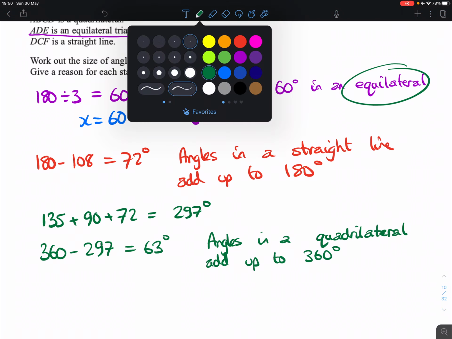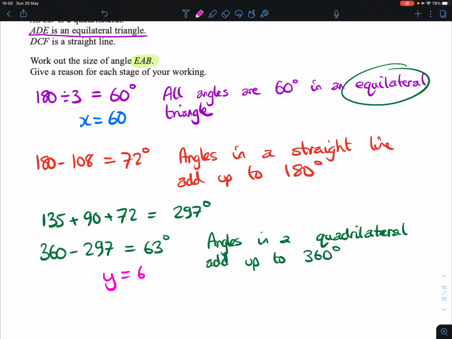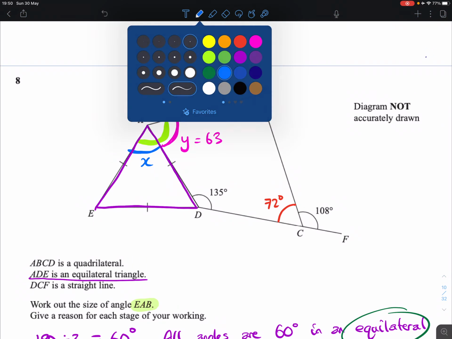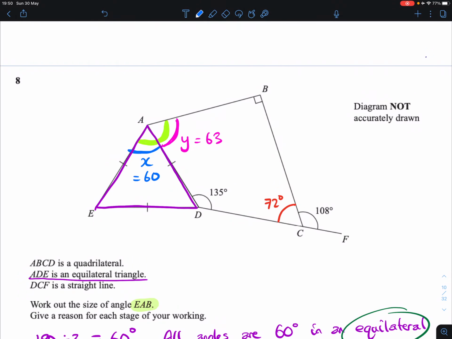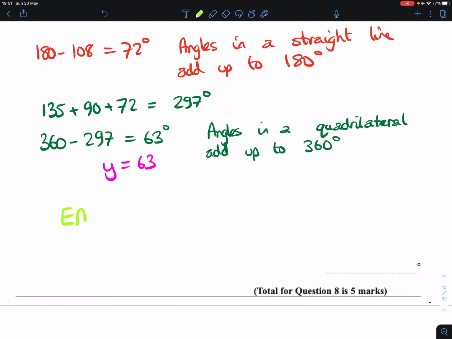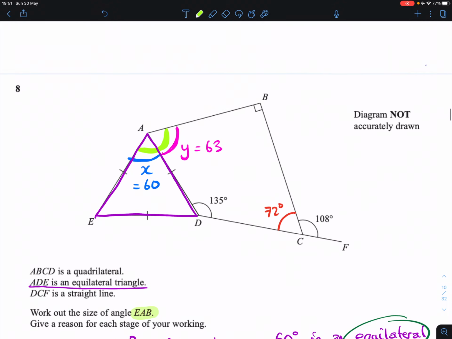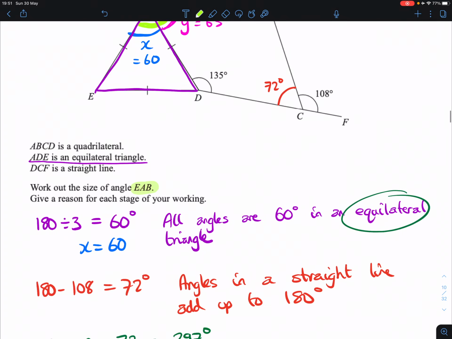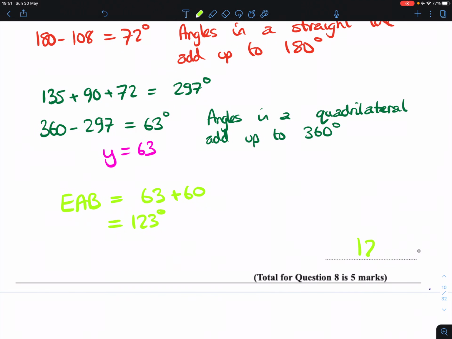Last but not least, that's the size of Y. So Y is 63. Then we can get our angle, and that was 60. Then we can get our angle EAB as being the sum of those. So EAB is equal to 63 plus 60 gives us 123 degrees. We don't need to give an explanation for that. This diagram describes it. It's not an angle rule that one piece of an angle plus another piece of an angle makes their total. It's just implied. So 123 degrees is our final answer. Done.